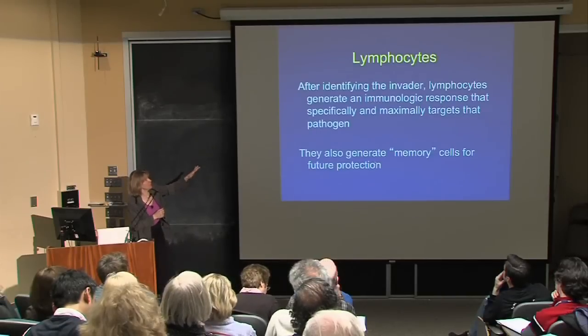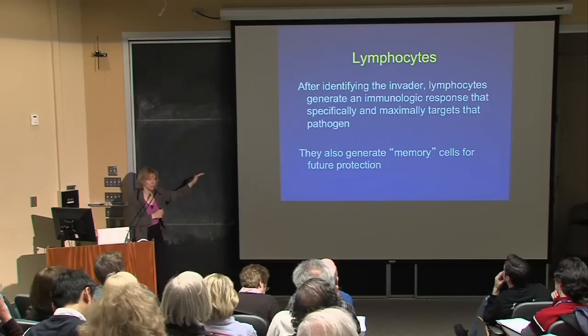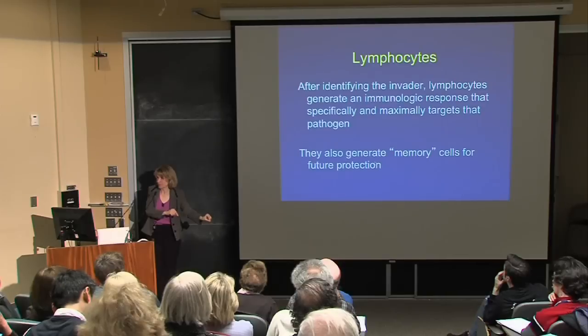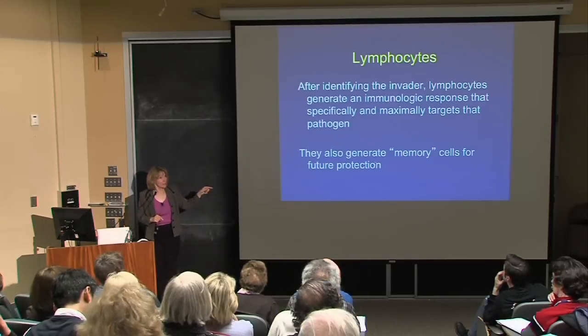So to reiterate, after identifying the invader, the lymphocytes generate an immunologic response that specifically and maximally targets that pathogen. Okay? So this is the important point about the part of the immune system that knows specifically who I am as a germ. And when that happens, watch out. I'm just toast. So, importantly, they also generate memory cells for future protection. And that's important, a principle that you're familiar with vaccination.